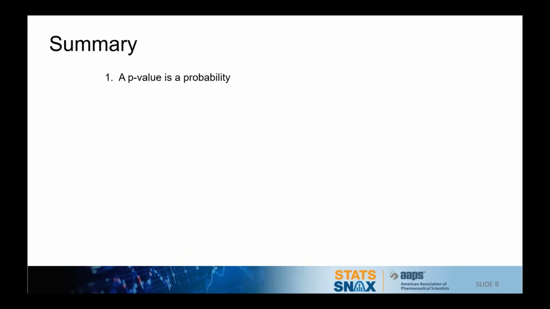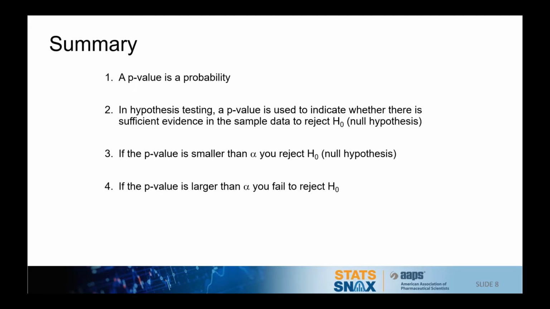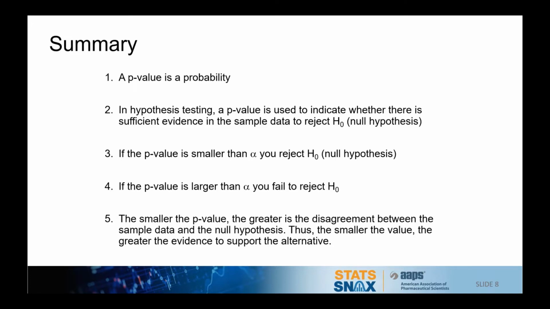In summary, a p-value is a probability. In hypothesis testing, a p-value is used to indicate whether there is sufficient evidence in the sample data to reject the null hypothesis. If the p-value is smaller than alpha, you reject the null hypothesis. If the p-value is larger than alpha, you fail to reject the null hypothesis. The smaller the p-value, the greater is the disagreement between the sample data and the null hypothesis. Thus, the smaller the value, the greater the evidence to support the alternative.